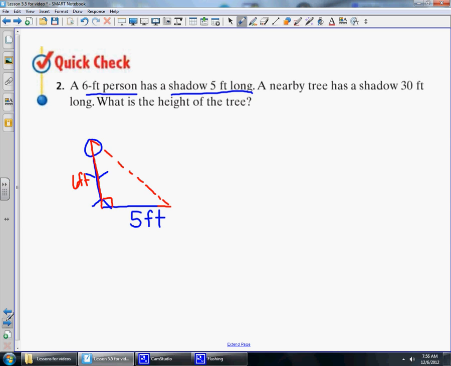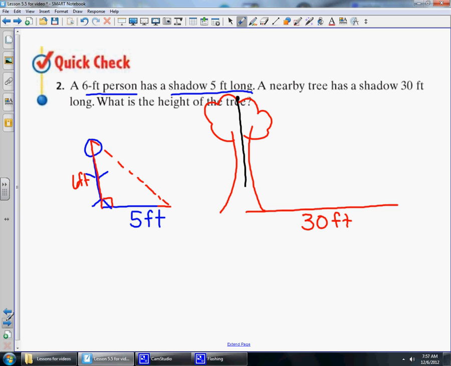A nearby tree, so here's our tree, has a shadow of 30 feet, so that's a lot longer. And what is the height of the tree? So we want to know how high is the tree from the top all the way down to the bottom. That's what we're looking for, x, and this makes a right triangle as well.